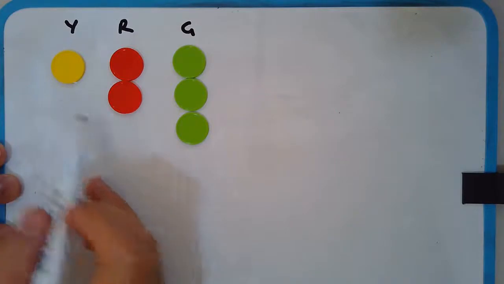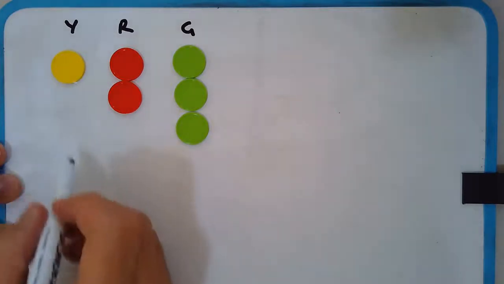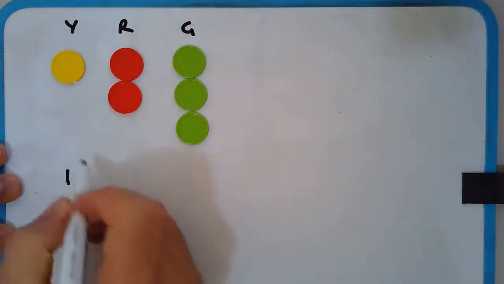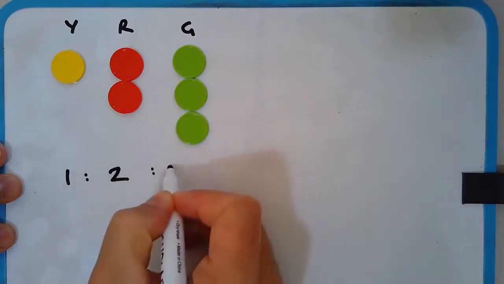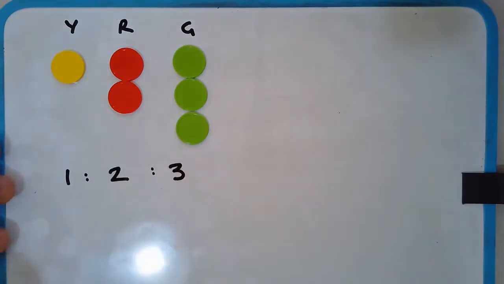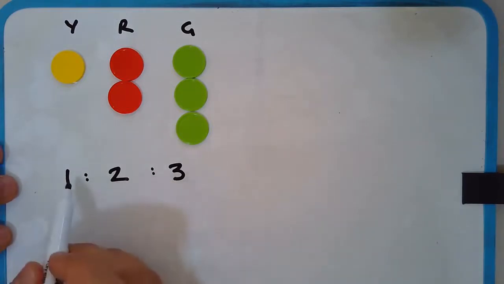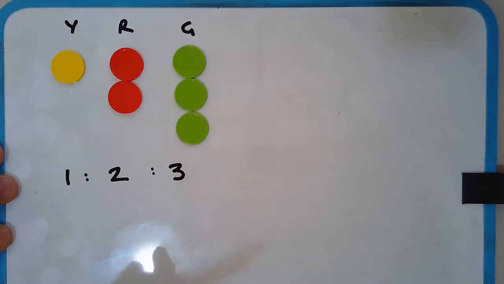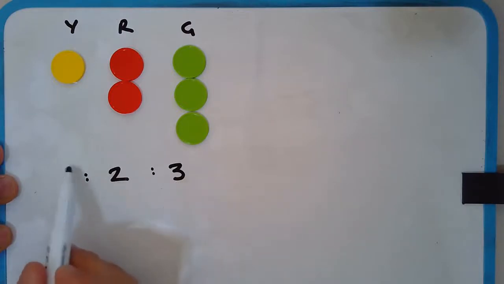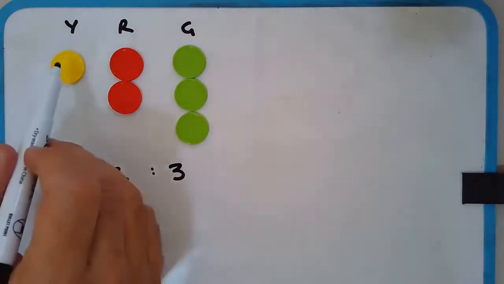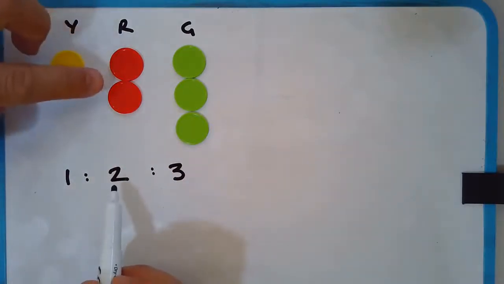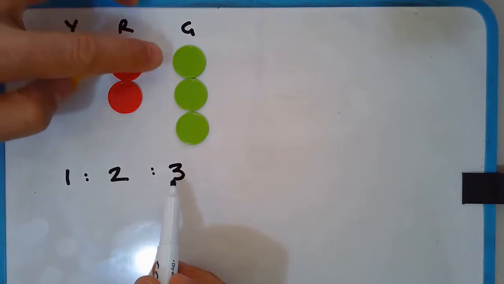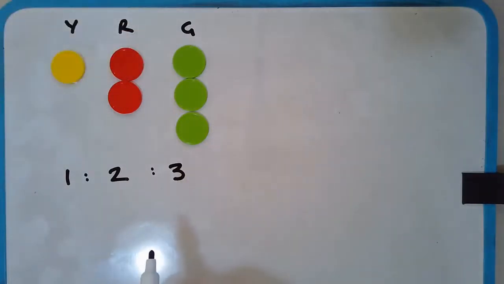Now, how would I write this ratio? I would write this ratio as 1 yellow to 2 red to 3 green. Okay, so that's actually what the terms of the ratio mean. These numbers here are called terms. The first term here refers to the yellow counters. So it means for each yellow counter, I have 2 red counters and I've got 3 green counters.